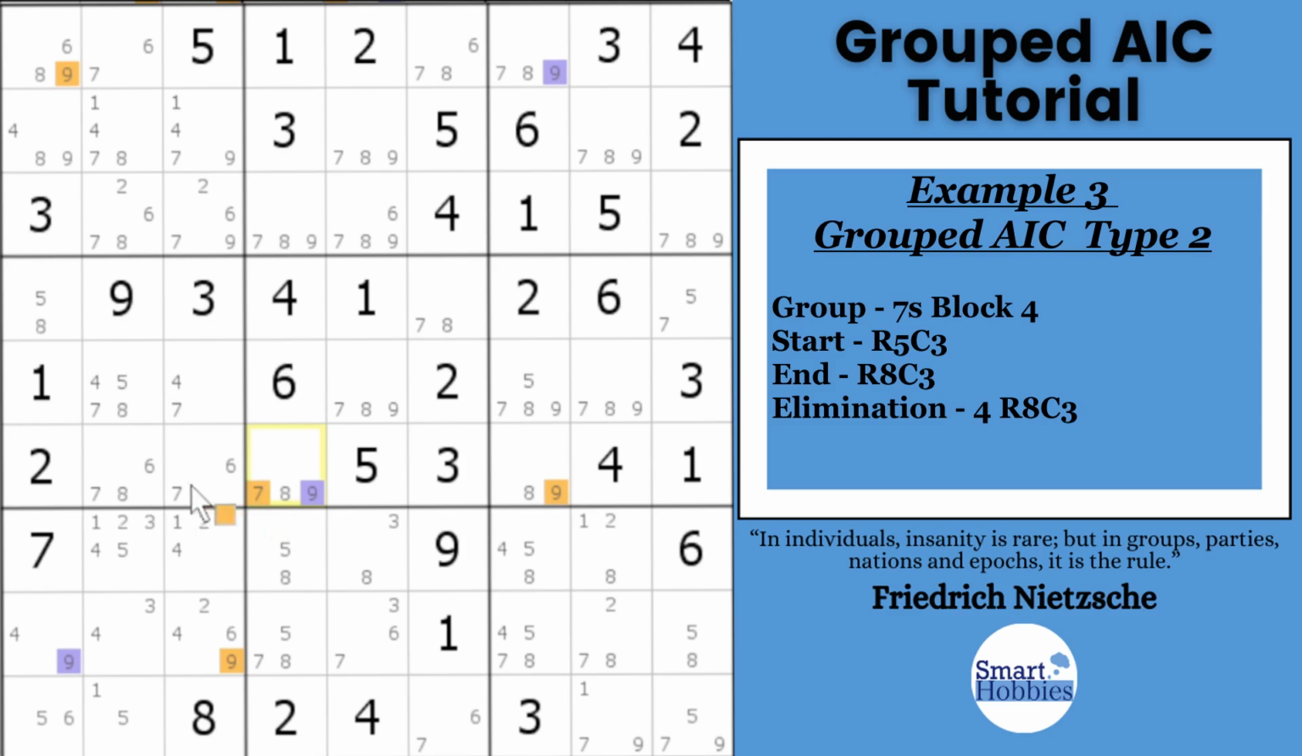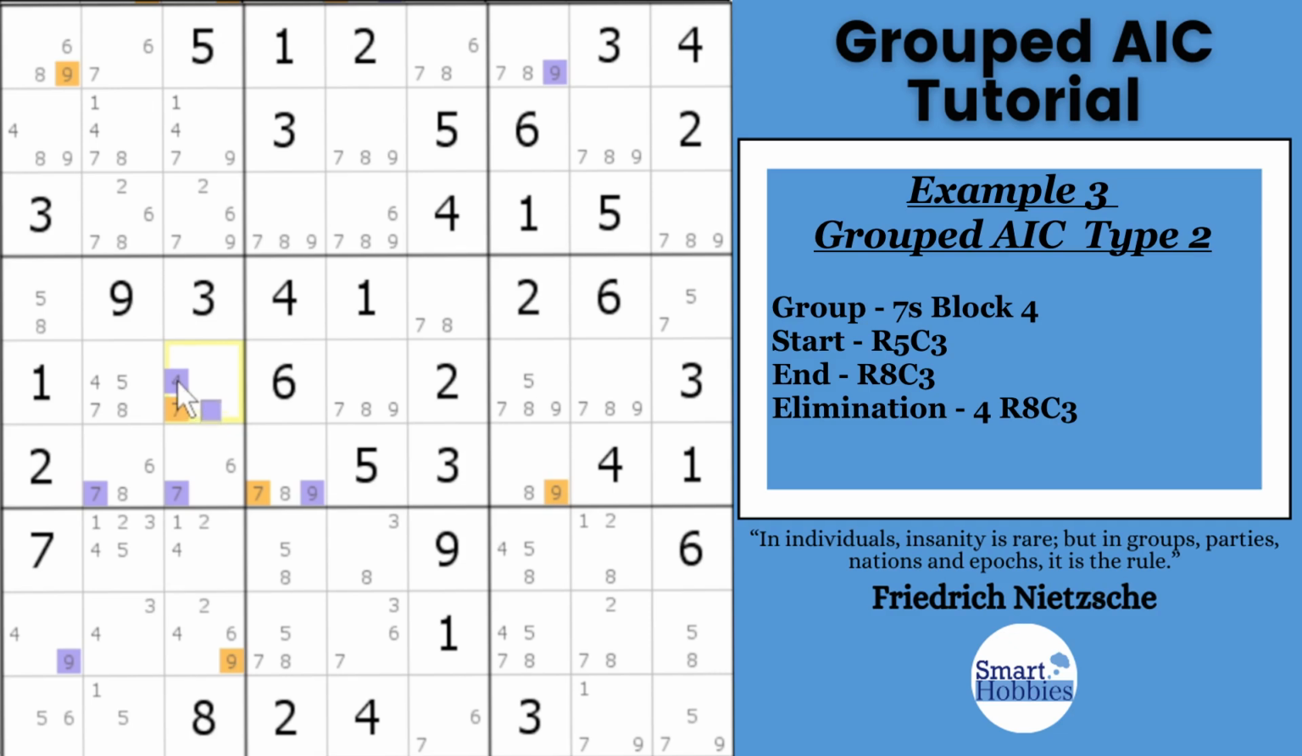A strong link. Now the group is going to be these two 7s right here. They're a grouped AIC. Okay. And then you got a weak link to this 7. And a strong link to that 4. Okay. And so this is interesting. AIC type 2. We're actually going to start here with this cell.